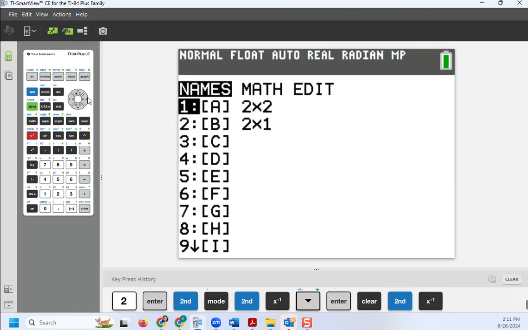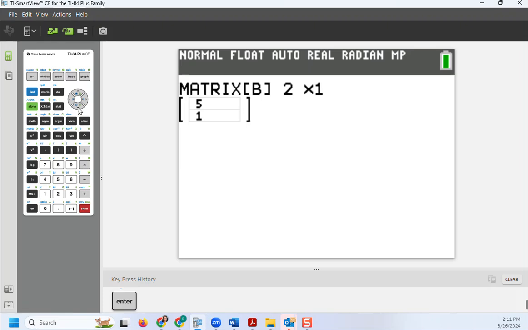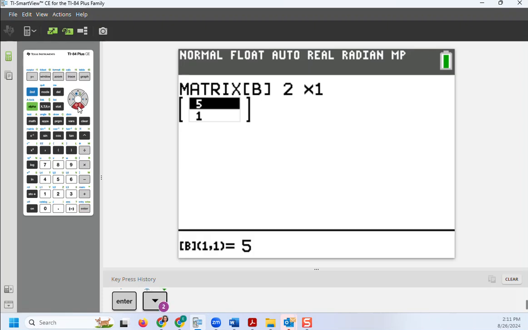Okay, and then once you do that, then you want to use a calculator to do A inverse times B. And you should get 3, 4. Did you guys get 3, 4? Okay.